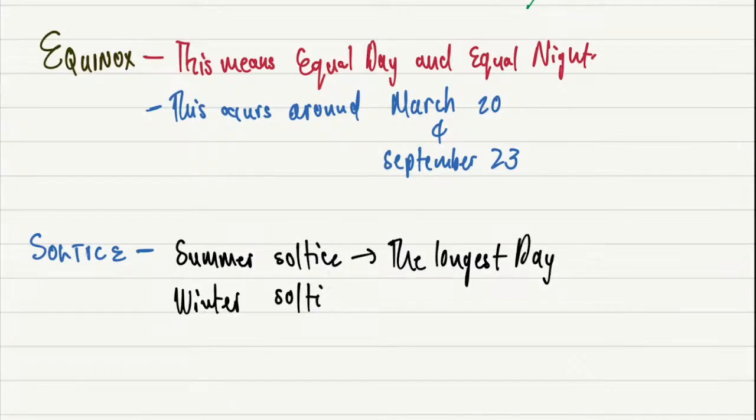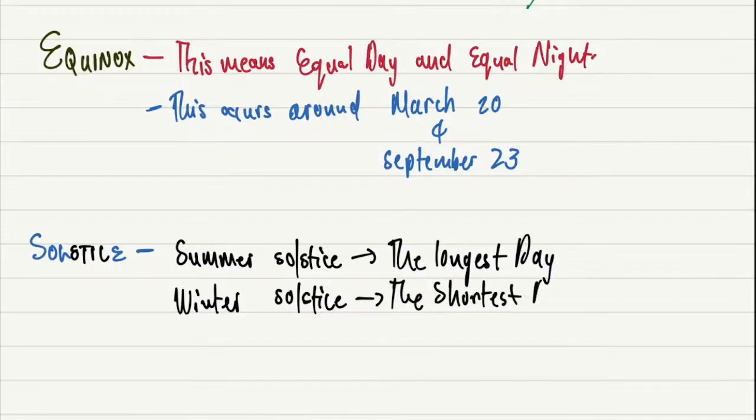it's not solstice, solstice. Solstice. This is the shortest day. Are we together? So if we're experiencing winter solstice, we're experiencing the shortest day. Are we together, students?